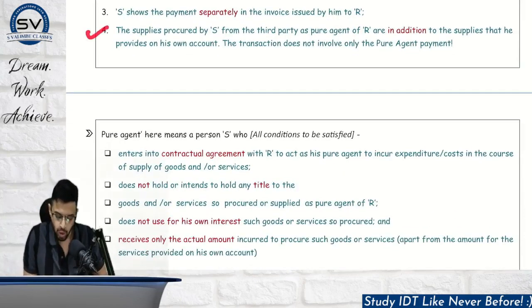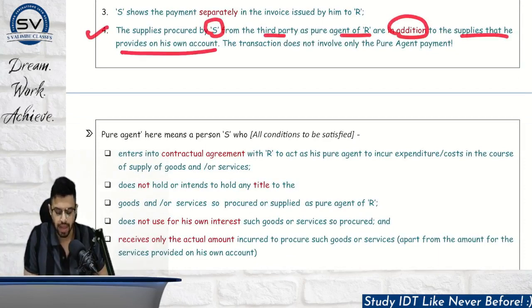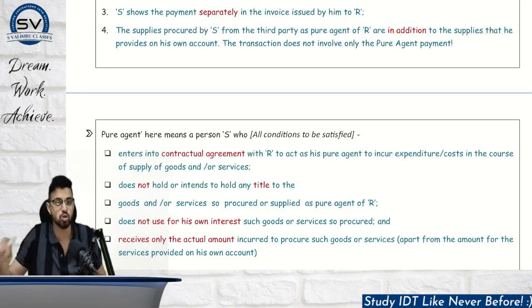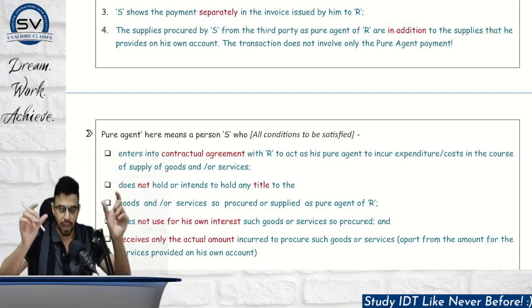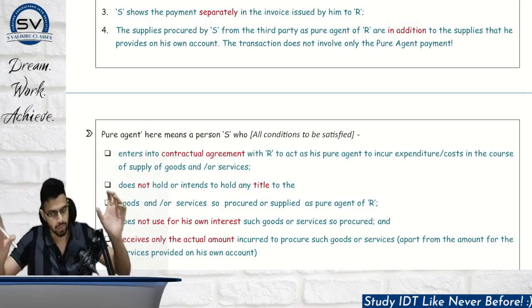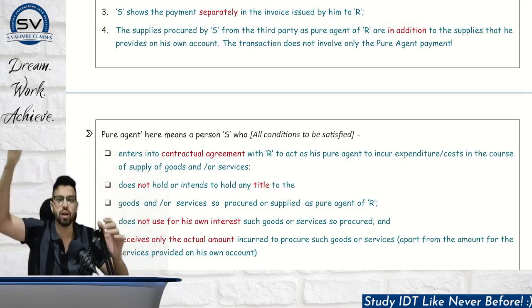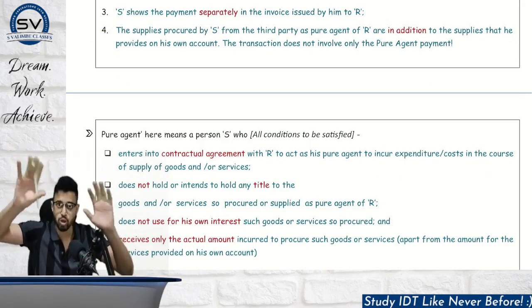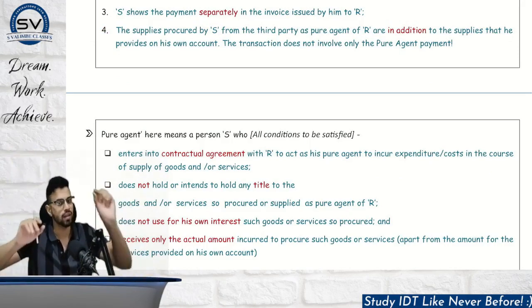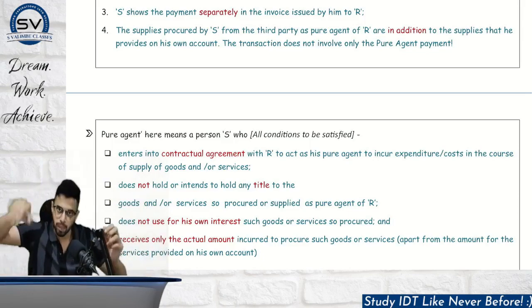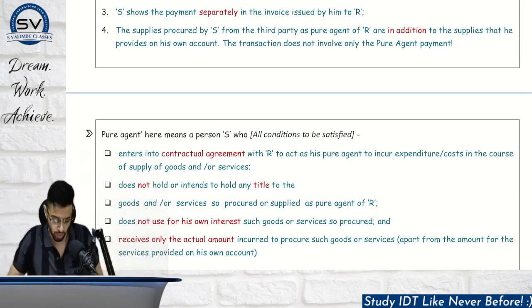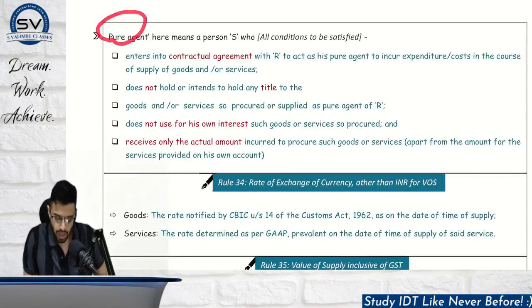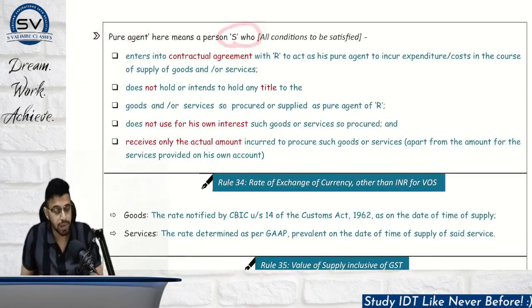The supplies procured by the supplier from a third party as a pure agent are in addition to the supplies that he provides on his own account. Obviously, the supplier is providing some services to the recipient. Apart from this, he is doing the work as a pure agent. The pure agent related amount should not be the whole and sole amount involved, right? There is some supply taking place and beyond that pure agent services are being provided. Meaning of pure agent: all the conditions need to be complied with.